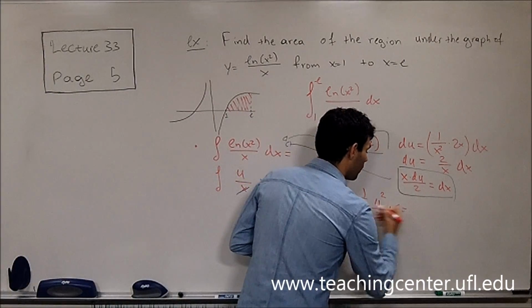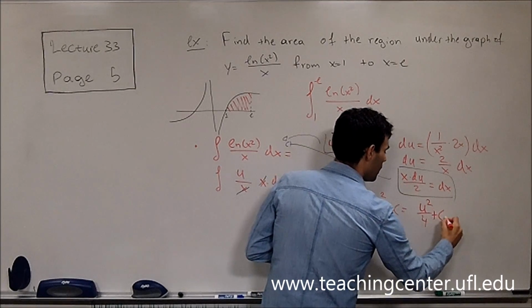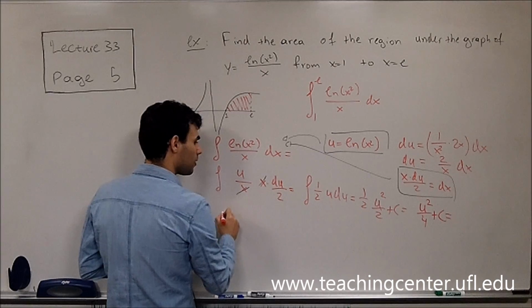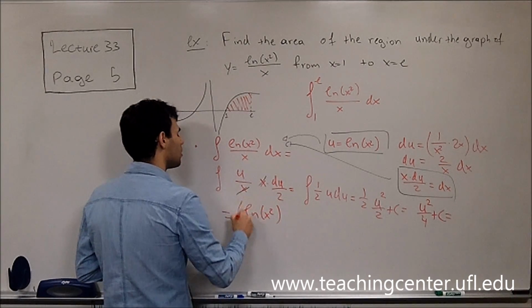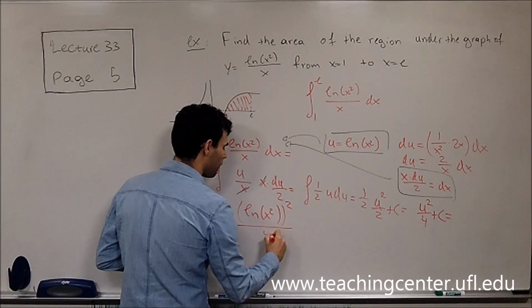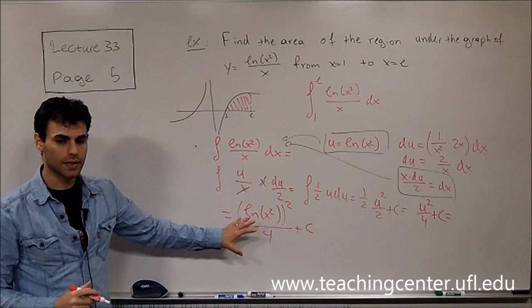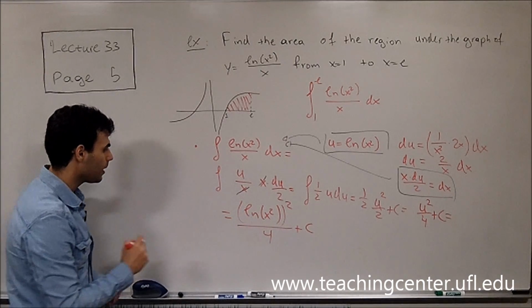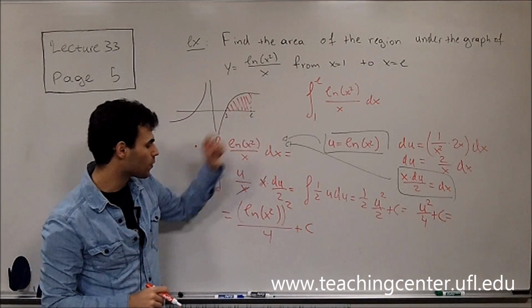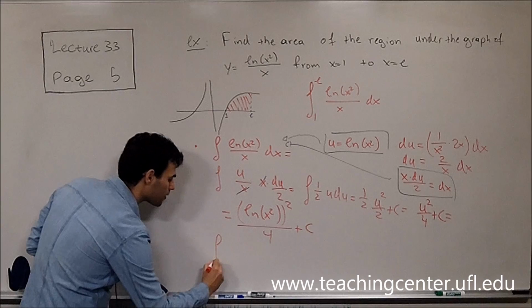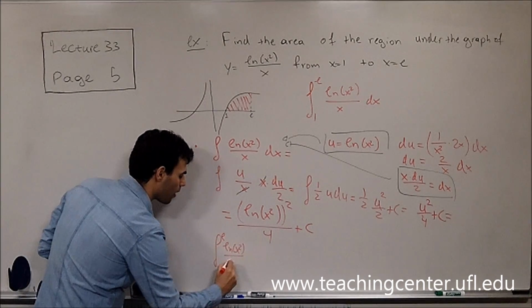So let's change back into x's. This gives you u squared over 4 plus c. But what we really want is, instead of u, to put ln of x squared over 4 plus c. So the indefinite integral led us to this antiderivative. We'll use the antiderivative without the c and plug in just the two endpoints, 1 and e. So what we really need to find is, from 1 to e, ln of x squared over x dx.